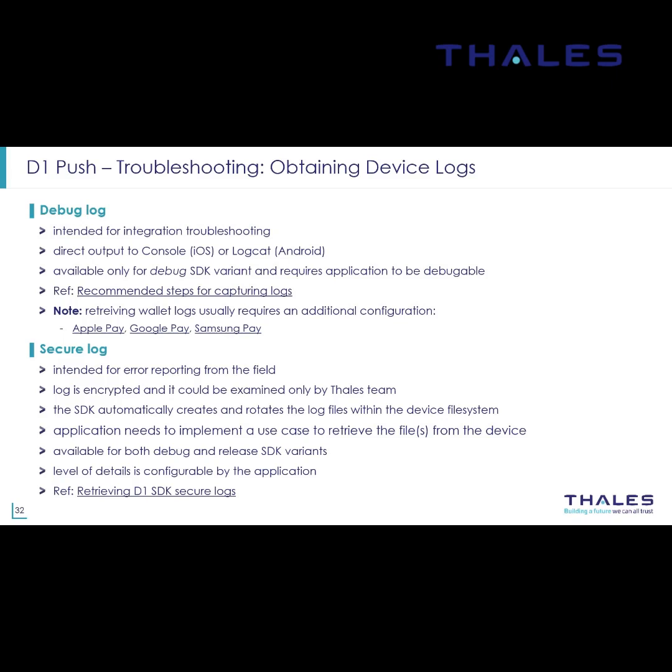Troubleshooting, obtaining device logs. There are two main ways to obtain logs for the D1 SDK. 1. Debug logs. 2. Secure logs. Debug logs are used for troubleshooting during the D1 SDK integration process. It is the direct output to the console for iOS or Logcat for Android. This output will only be available for the Debug SDK variant.